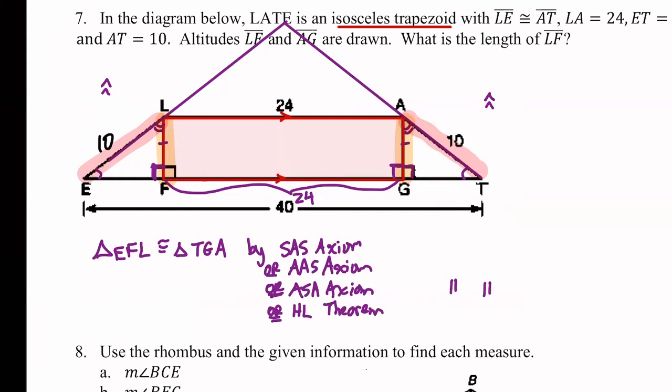All right. So we got that piece of information down. Bringing back my parallel. Just for the notation there, I can now say that EF would be congruent to TG by CPCTC.